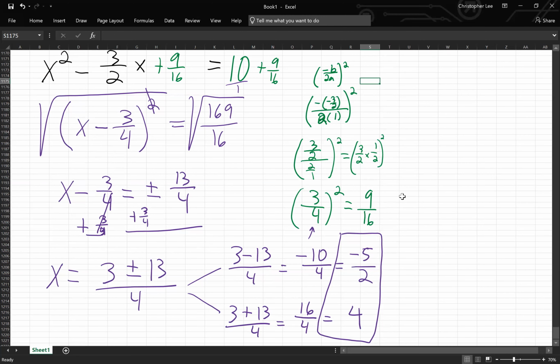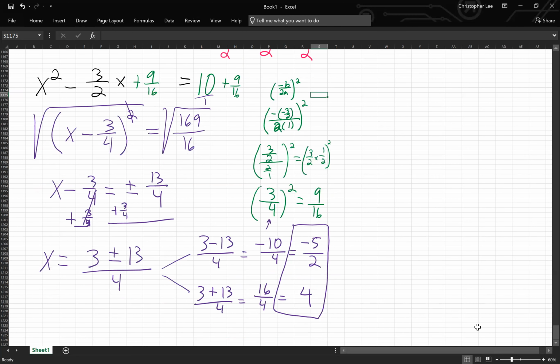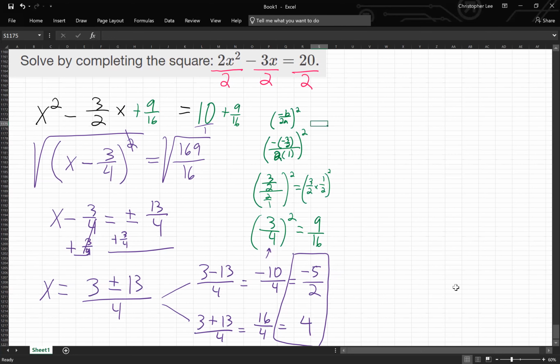Yeah, that's it. Oh, you want me to do it one more time? Hold on. So remember the trick here, right? If your A term is not 1, divide everything by the A. Everything, right? Individually by A. And then do the regular completing the square, right? Go straight into the formula, boom, boom, boom, you get the answer. All right?